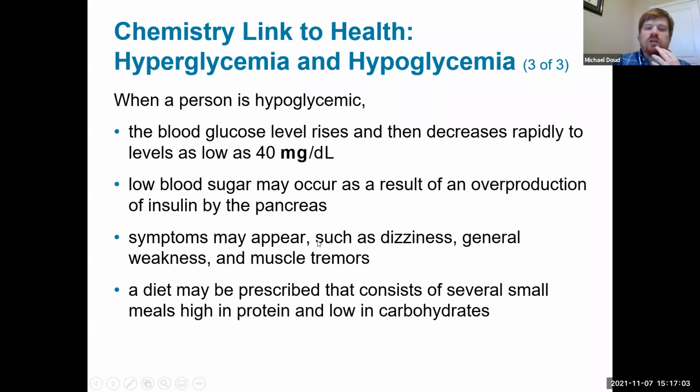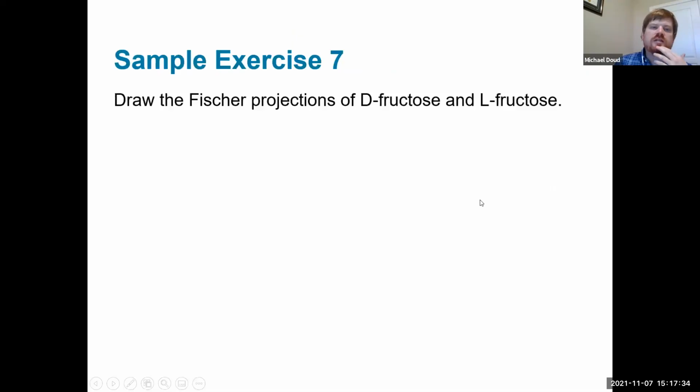The symptoms that would appear would include dizziness, where your brain isn't getting enough energy, and so you don't have the processing power that you normally do. General weakness and muscle tremors. Again, your muscles are missing out on the sugar from the blood, so they're not as able to handle just everyday activity. And then oftentimes for hypoglycemia, you have a diet that's prescribed with several small meals that have high protein and low carbohydrate diets.